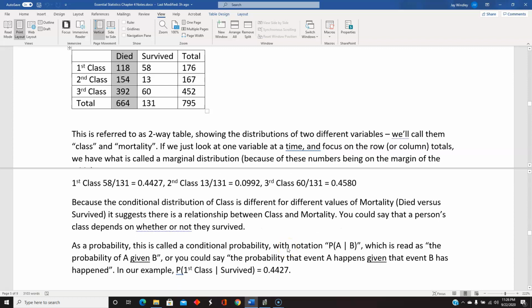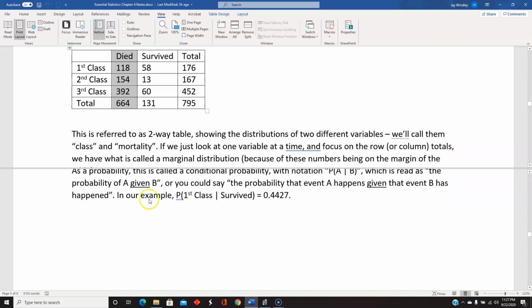This is called a conditional probability, and it's usually written with this notation here, which is read A given B, or the probability of A given B, or the probability that A happens given that B has happened, or even, a little bit more old school speak, the probability that A happens conditioned on B happening. So you would say the probability that someone's in first class given that they survived is 44%. And that's this 44% right here.